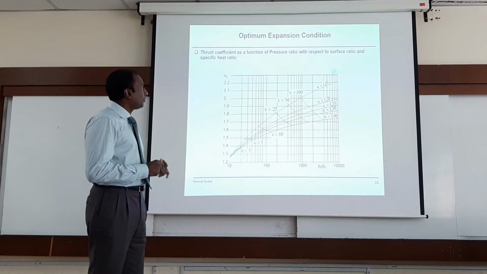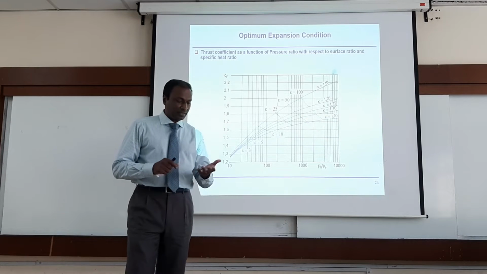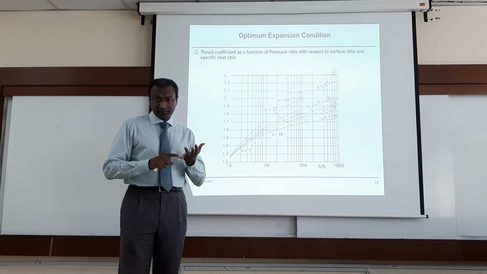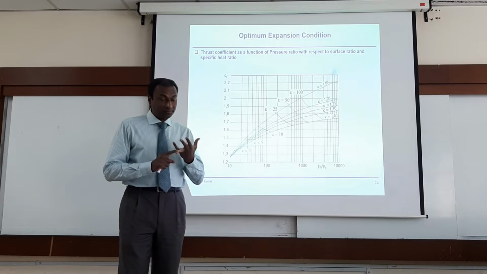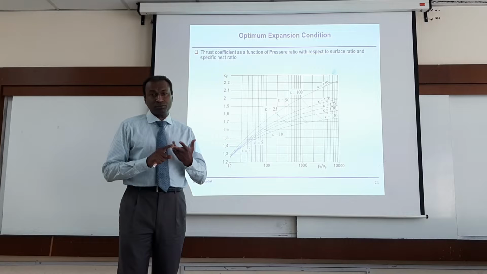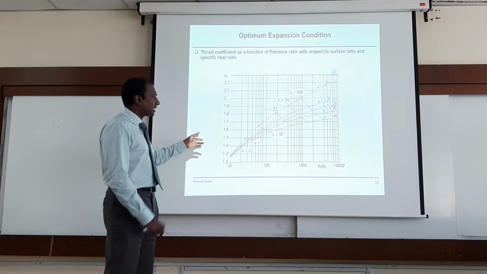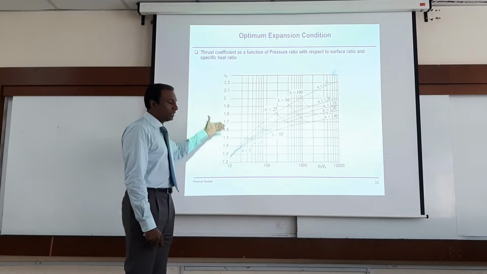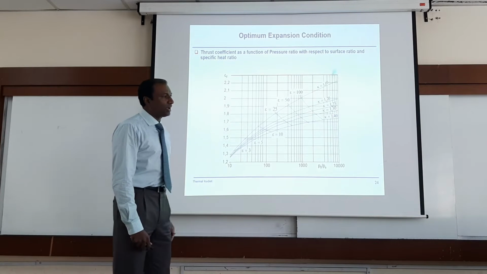Alright, if you look at the optimum expansion condition, the most important thing we have learned is that you have the pressure ratio, which is very, very important. You have the surface ratio, which is important as well. Then we also have the kappa, which is the CP/CV ratio, related to the actual fuel. This graph tells you basically how we can get a very good CF, that means the thrust coefficient. The higher you have, the better.